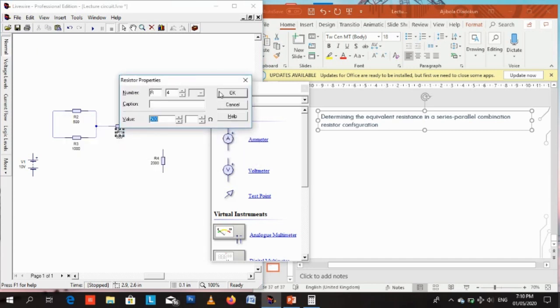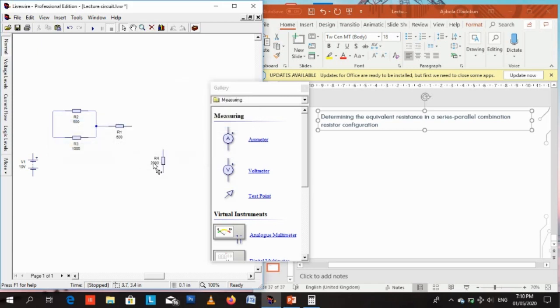Okay, there's a duplicate. There's already an R4 somewhere. So we'll change R4 to something else. Let's bring it closer first of all. Let's connect this end to this end. So for now, R1 and R4 are in series. I might change the configuration, but for now they're in series.